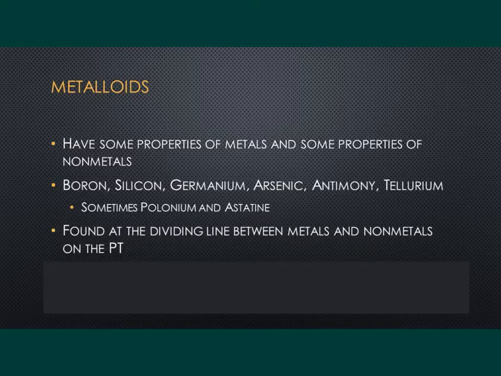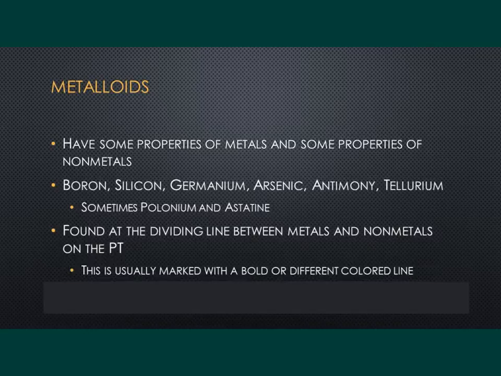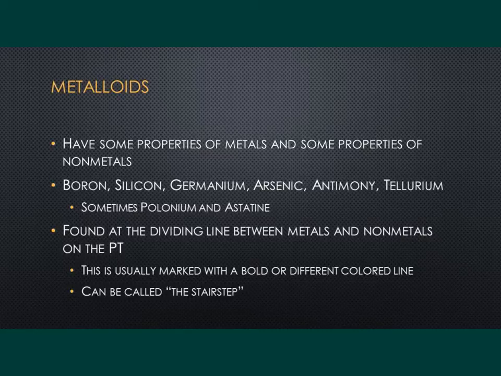On the periodic table, you find the metalloids sitting on the actual dividing line, the line of demarcation between the metals and the nonmetals. A lot of periodic tables show this line bolded. It's a bolded line, or maybe a red line, a different colored line going through the periodic table. If I talk about that line, I'm going to refer to it as a stair step. The only time I talk about it, of course, is if we're talking about the metalloids. I say, okay, look at the metalloids. They sit on the stair step all around it.